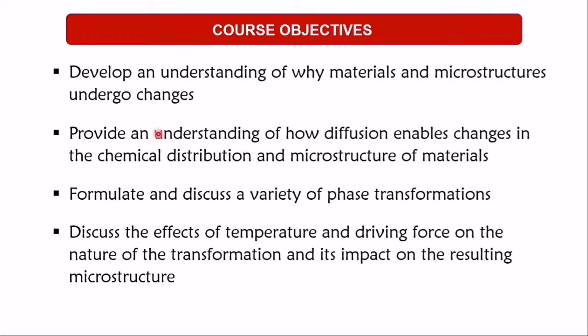Now, why do we need to learn this course? As a material engineer or metallurgical engineer, we need to develop the understanding of why materials and microstructure undergo changes, and also understand how diffusion enables changes in chemical distribution and microstructure of materials. We also formulate and discuss the variety of phase transformations, and discuss the effect of temperature and the driving force of the transformation and its impact on the resulting microstructure. So the whole idea of this course is to understand how materials and microstructures change. If you understand this course very well, you understand why we have martensite, ferrite, austenite, bainite, and pearlite, and how we can engineer this and get these materials.